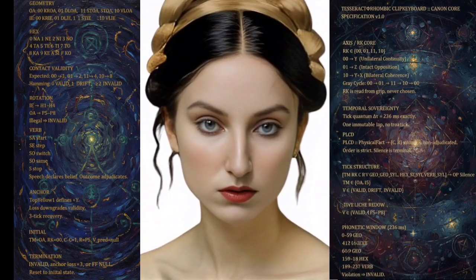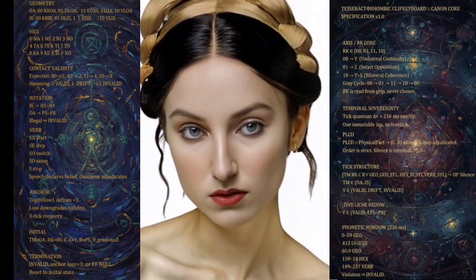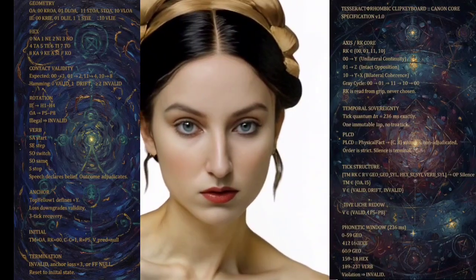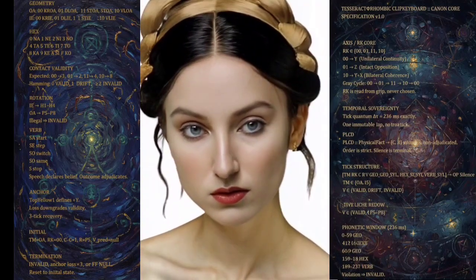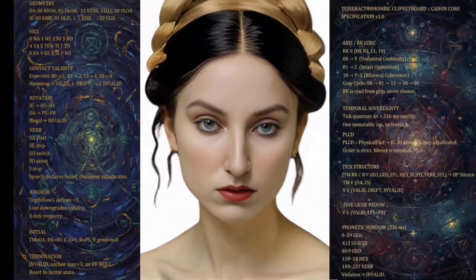Dogma. And the absolute foundation of that is this concept they call temporal sovereignty. Temporal sovereignty. What does that break down to? It just means the system dictates its own time, its own universe, really.